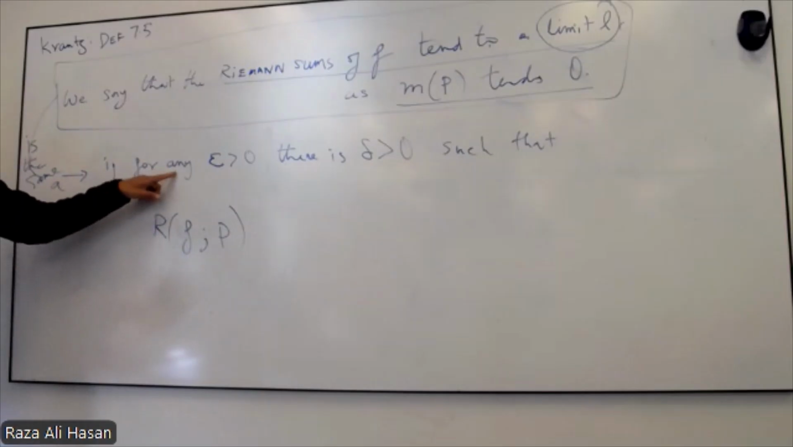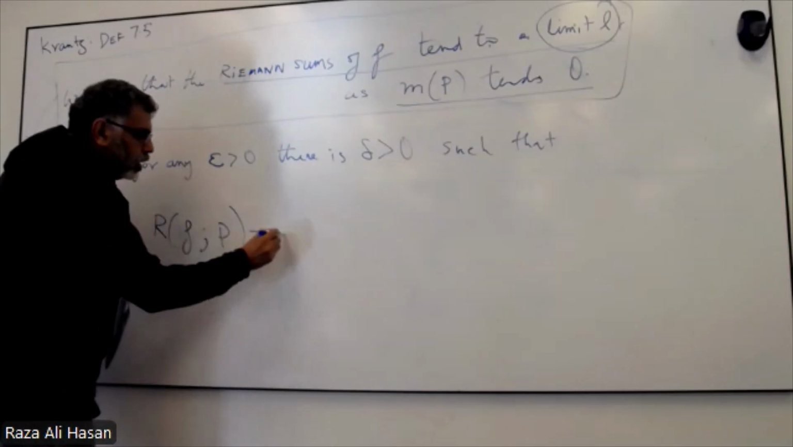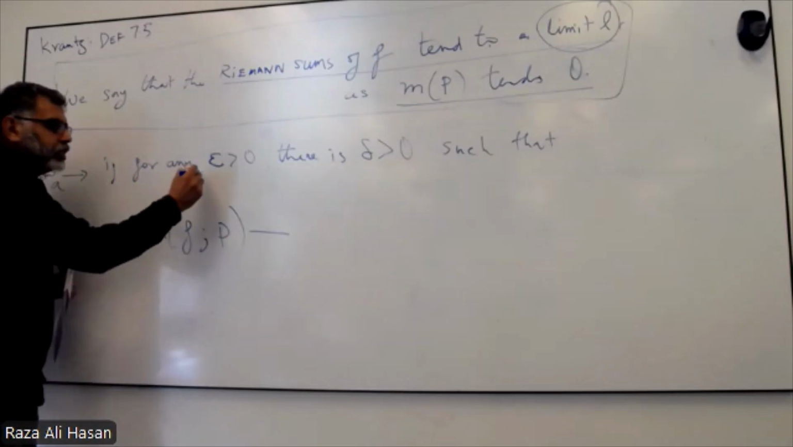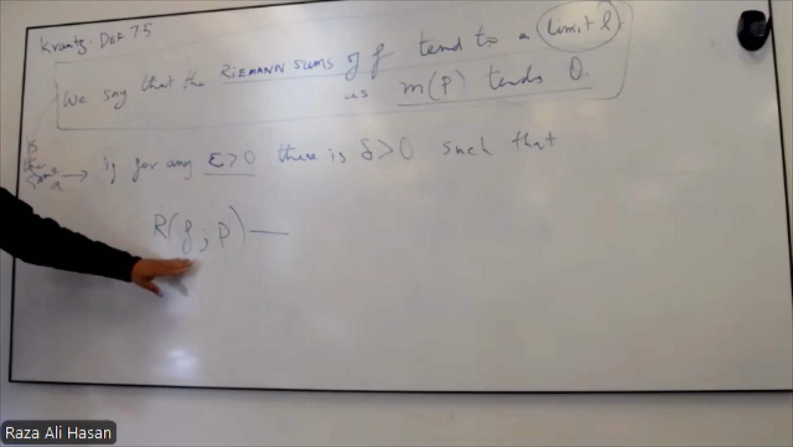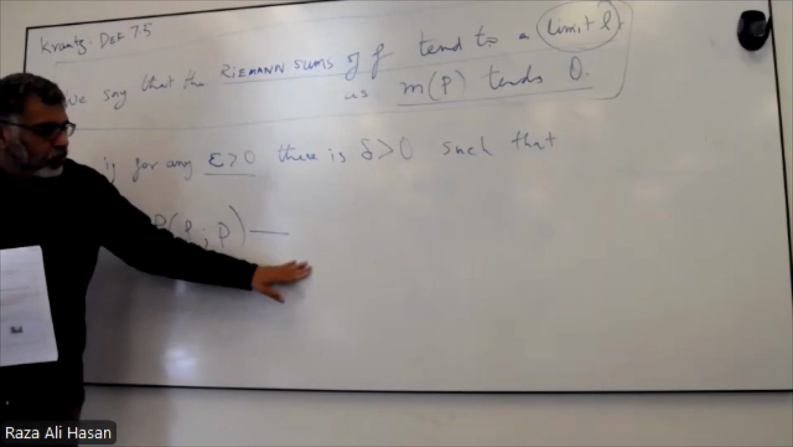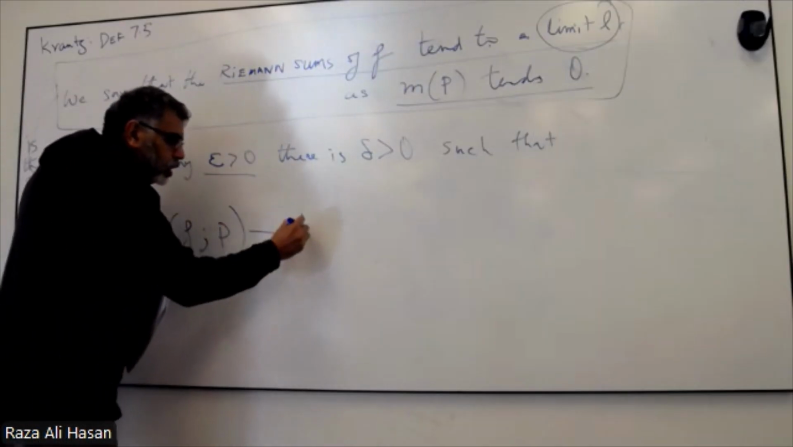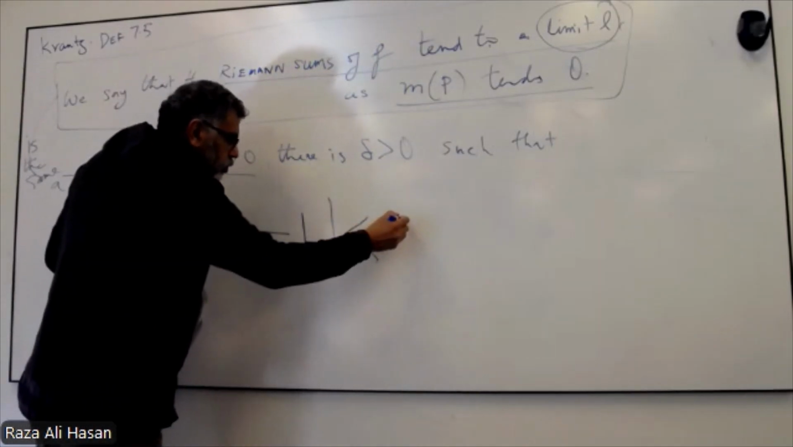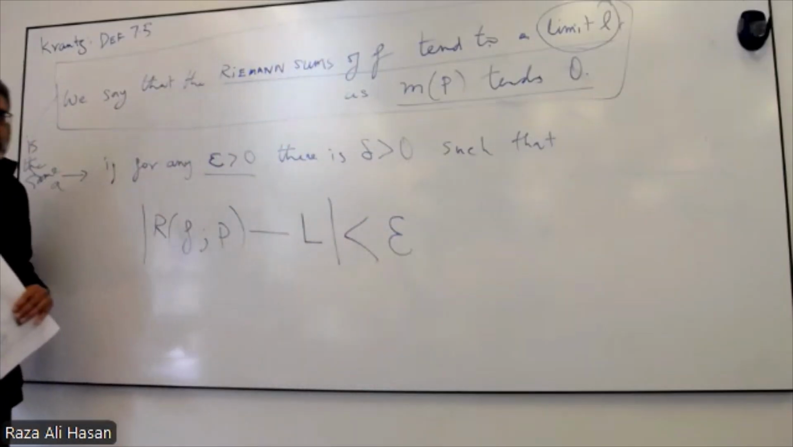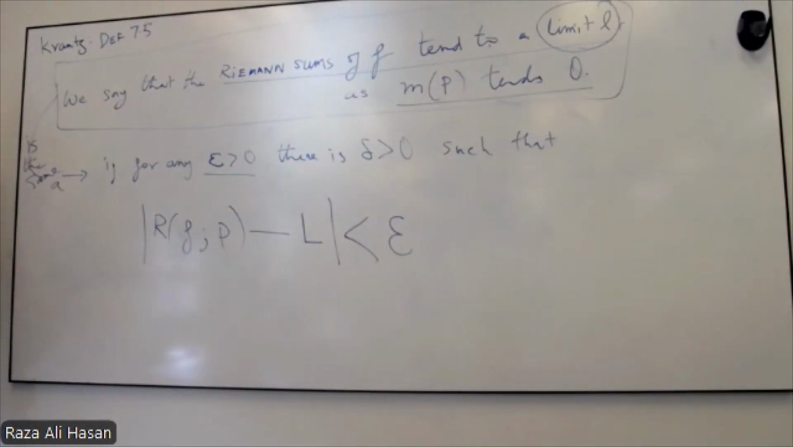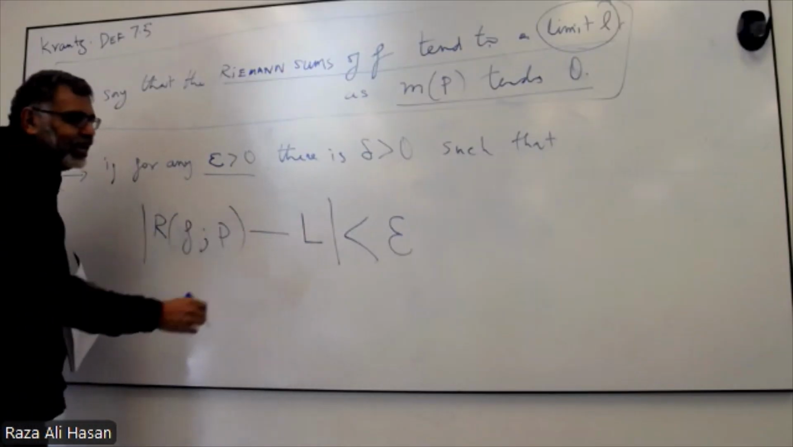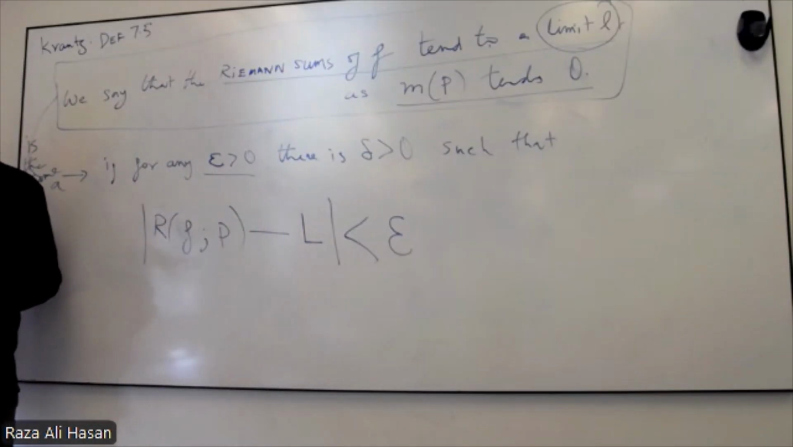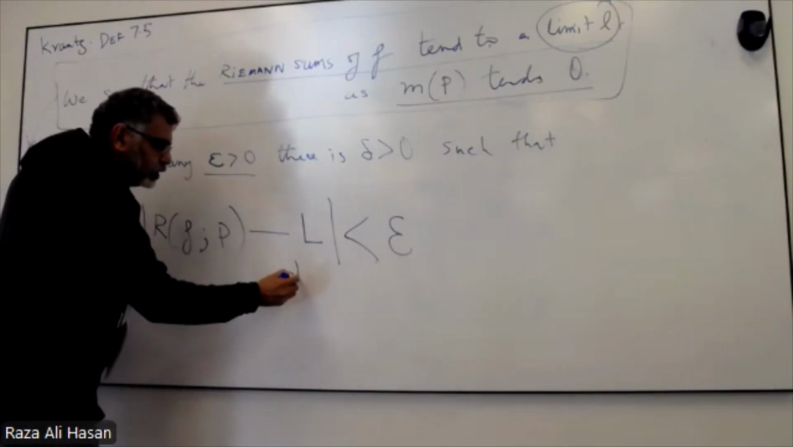So for any given epsilon, this thing determines the relationship between the approximate area of a region under the curve minus the exact area under the curve. Okay, so let's say we have a curve and the area under the curve exactly turned out to be 100.